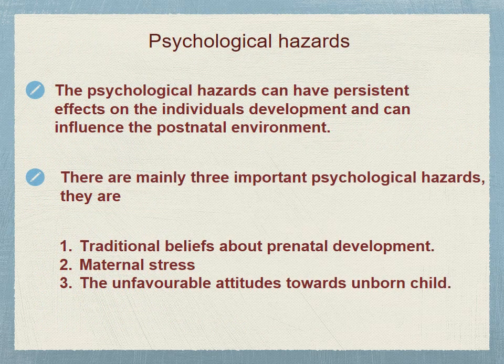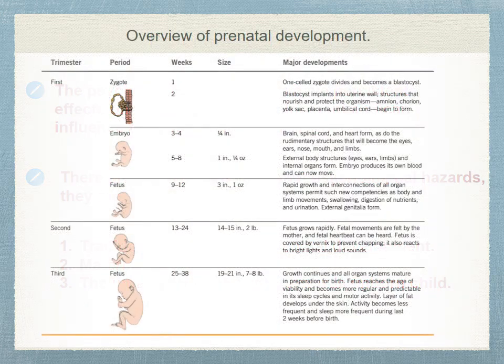And now comes the psychological hazards. The psychological hazards can have persistent effects on the individual's development and can influence the postnatal environment. There are mainly three important psychological hazards. They are traditional beliefs about prenatal development, maternal stress, and the unfavorable attitudes towards the unborn child. So, this is the summary and an overview of the prenatal development.